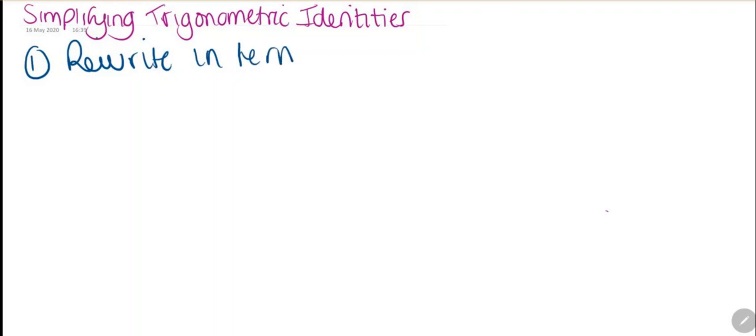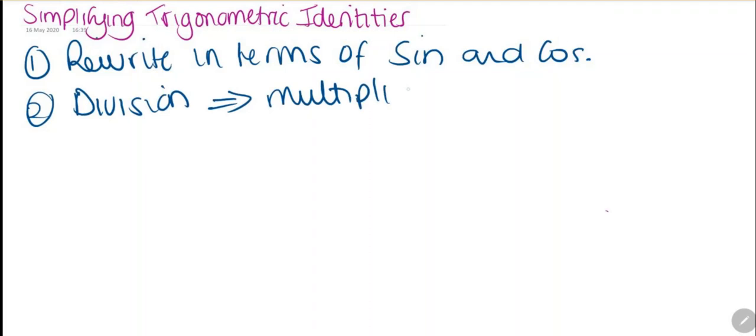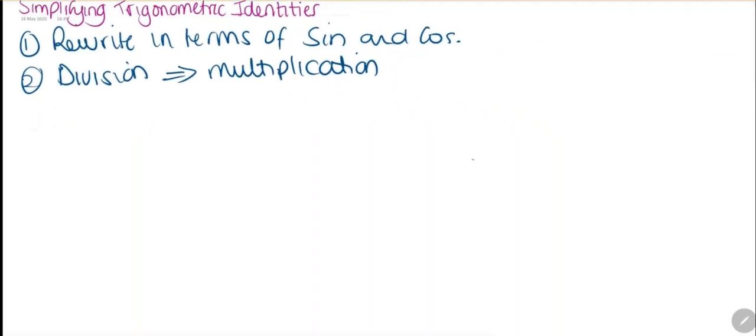Simplifying trigonometric identities. So two points to remember. The first one, we want to try and rewrite in terms of sine and cosine. Also, if we have a division, we want to change it to a multiplication. So we're going to look at that.